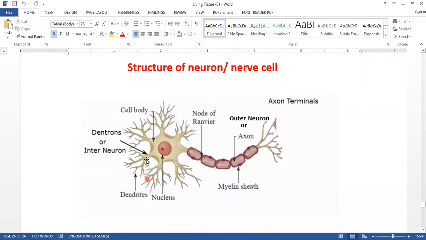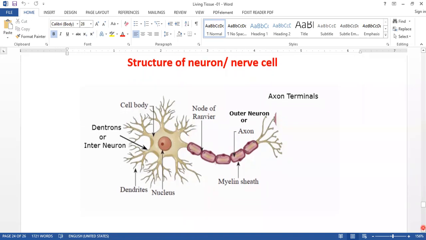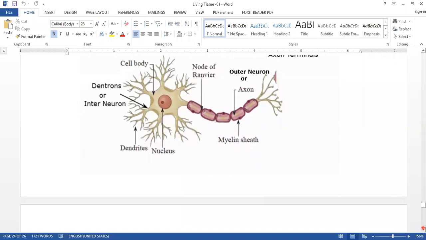And this is the cell body, dendrites and dendrons, neuroglia, outer neuron or interneuron, and the axon, the myelin sheath. We were talking about the neuroglia, and I explained very clearly about the neuron and nerve cells in the last classes, right? I hope you got this.